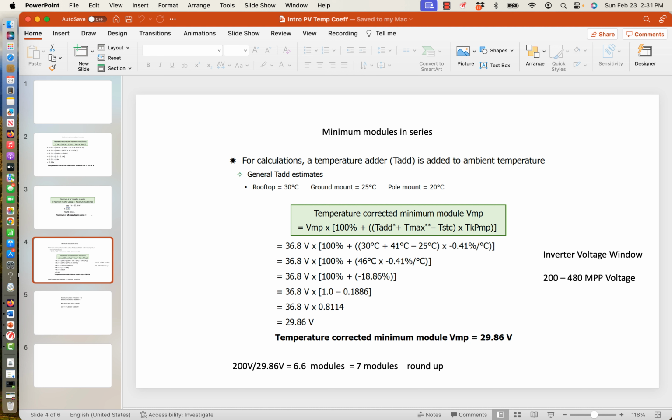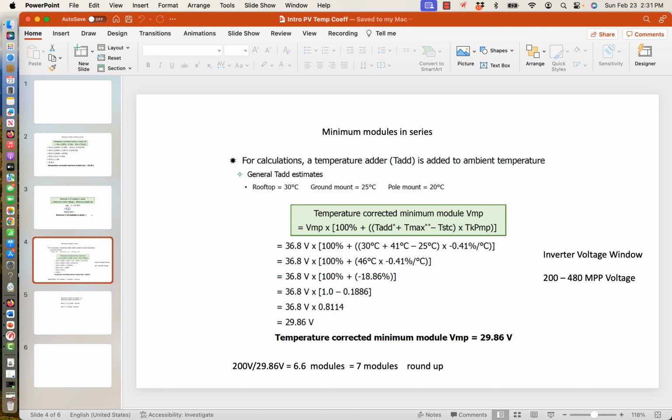[100% + (30 degrees C adder + 41 degrees C ambient average high − 25 degrees C standard test conditions) × −0.41% per degree C]. So this is our new formula. We plugged in the numbers. First we do temperature. 30 plus 41 is 71, minus 25 equals 46 degrees C.